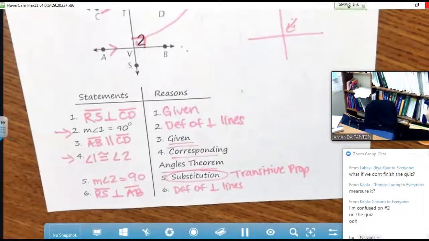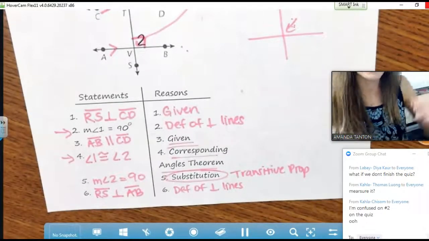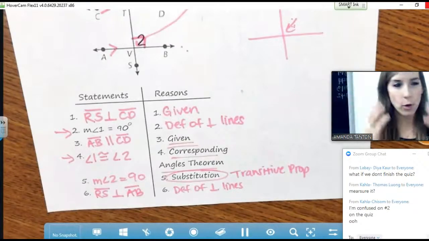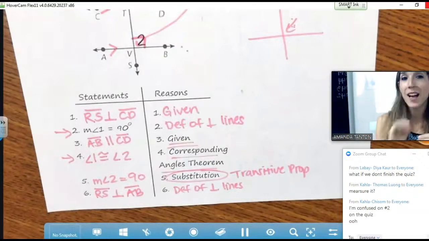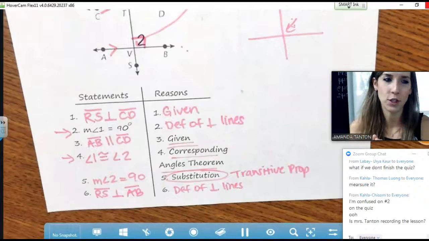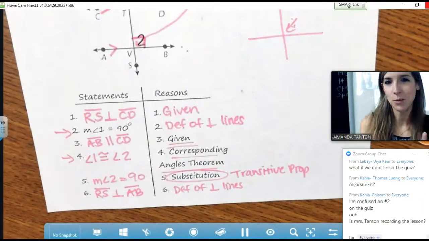I wouldn't stress out about proofs yet. We're trying to get you used to them. We're trying to expose you to proofs because in a couple units you will be required to write proofs yourself. But not yet. We just want you to see them.